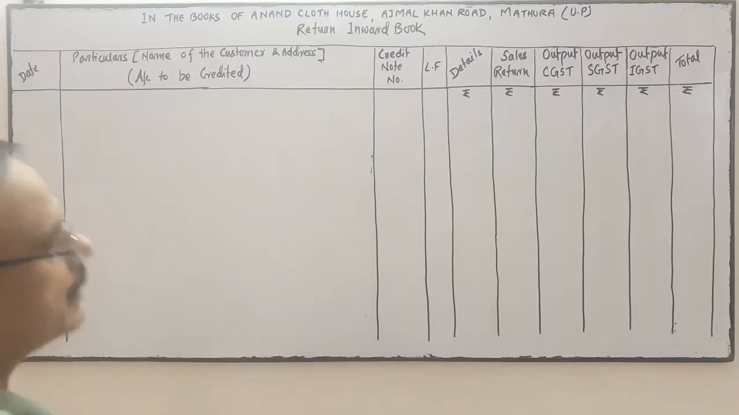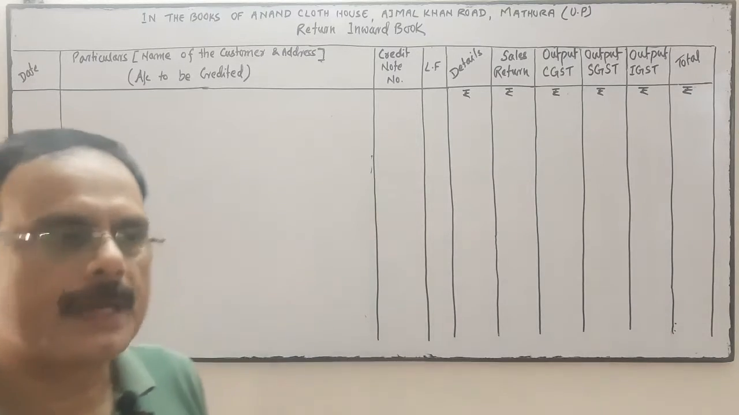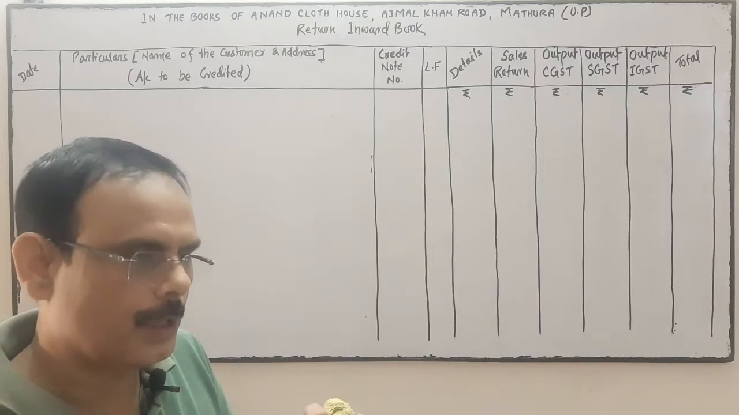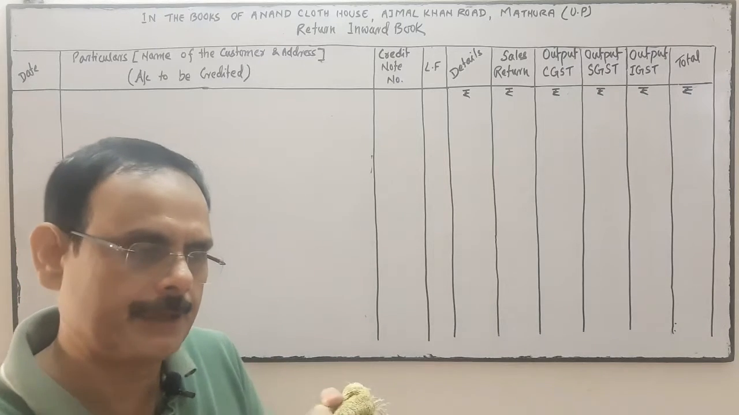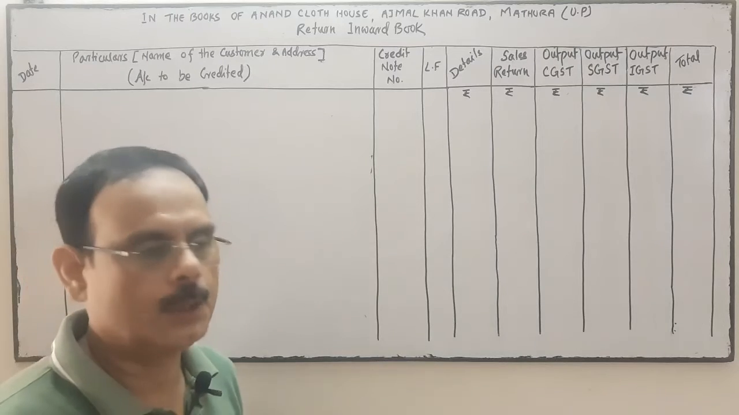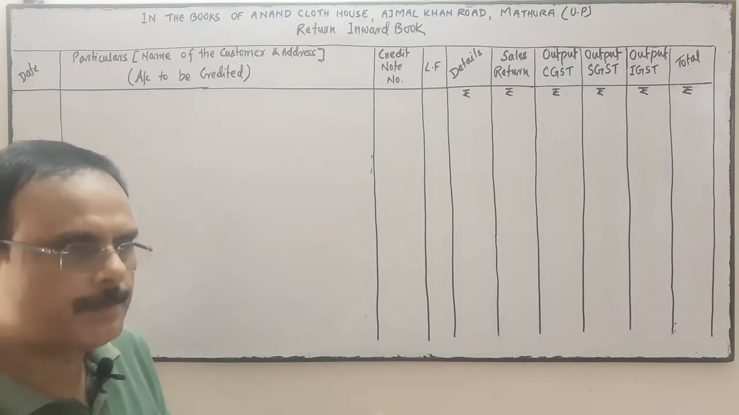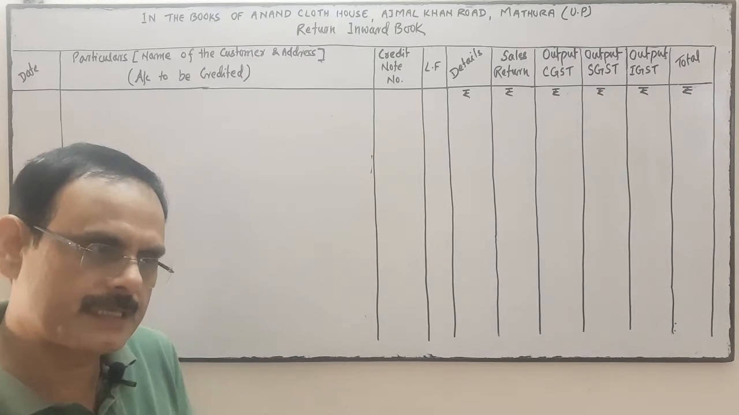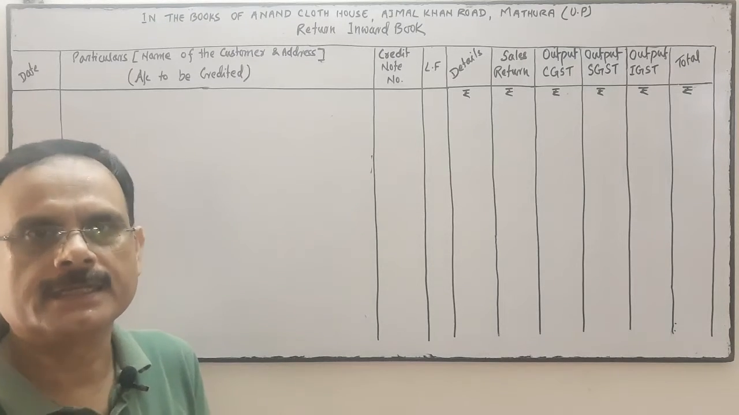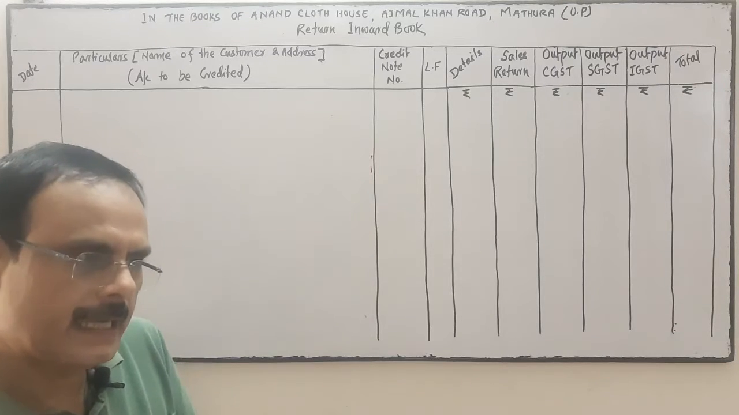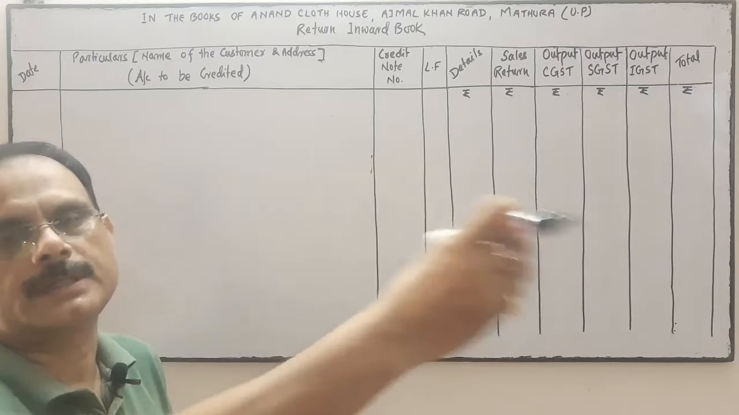Now come to the credit note. Credit note is issued by the seller to the customer. It is issued or drafted by the seller and given to the customer at the time of sales return. When the seller receives back the goods which were returned by the customer, then the seller from his end sends a credit note to the customer.